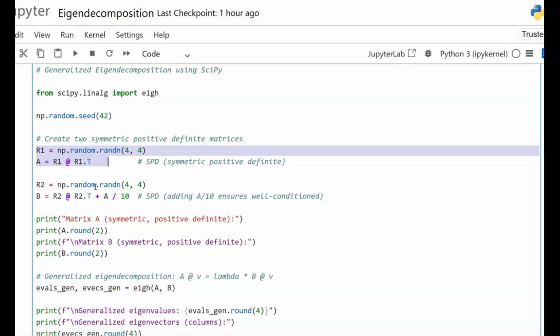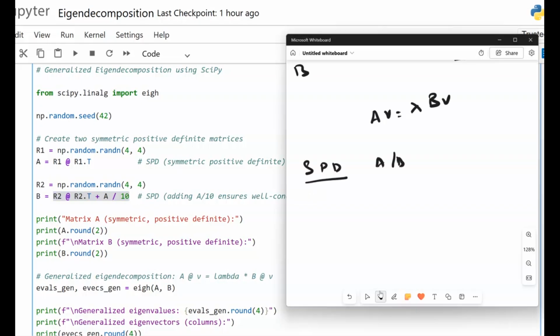Kindly observe, this is guaranteed symmetric positive definite, because R multiplied by R transpose is always symmetric and positive semi-definite. And when we add to this exact matrix, of course, A divided by 10, this ensures strict positive definiteness and better numerical conditioning. So both A and B satisfy x transpose A times x greater than 0, and x transpose B times x greater than 0.